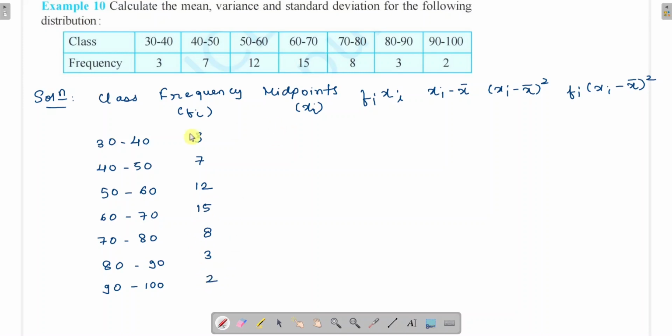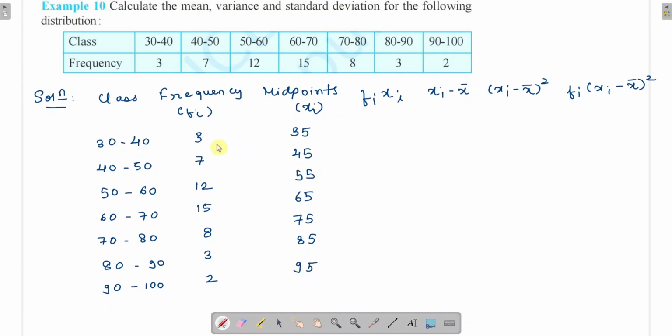Midpoints are just the midpoints of the class intervals. 30 to 40 is 35, then 40 to 50 the midpoint is 45, 50 to 60 the midpoint is 55, 60 to 70 the midpoint is 65, 70 to 80 the midpoint is 75, 80 to 90 the midpoint is 85, and 90 to 100 the midpoint is 95.